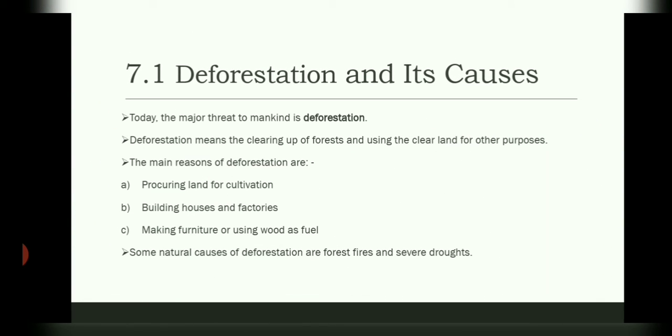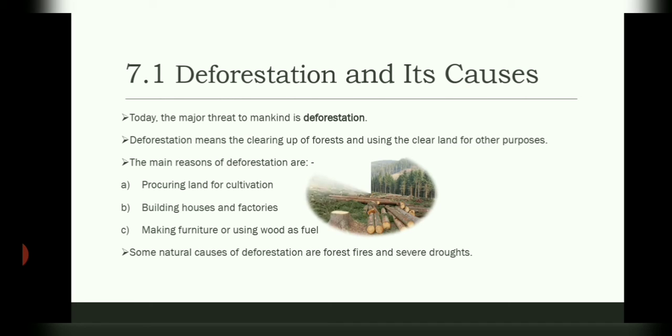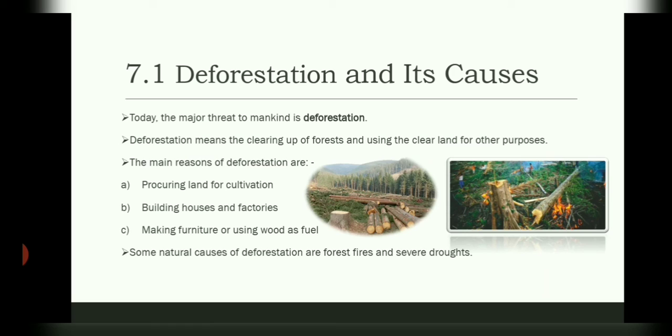7.1 Deforestation and its causes. Today, the major threat to mankind is deforestation. Deforestation means the clearing up of forests and using the cleared land for other purposes. The main reasons of deforestation are procuring land for cultivation, building houses and factories, making furniture or using wood as fuel. Some natural causes of deforestation are forest fires and severe droughts.